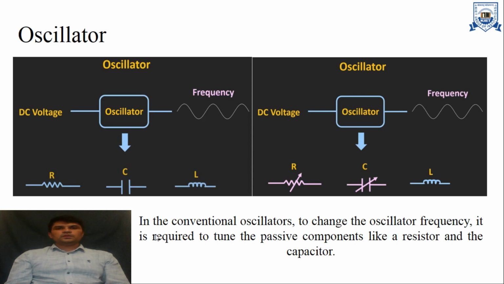Now in conventional oscillators, to change the oscillator frequency, it is required to tune the passive components like the resistor and the capacitor, meaning these components R and C. If I want a different frequency from this oscillator, then I have to change the value of R and the value of C, and according to this R and C I get a different frequency from this oscillator.